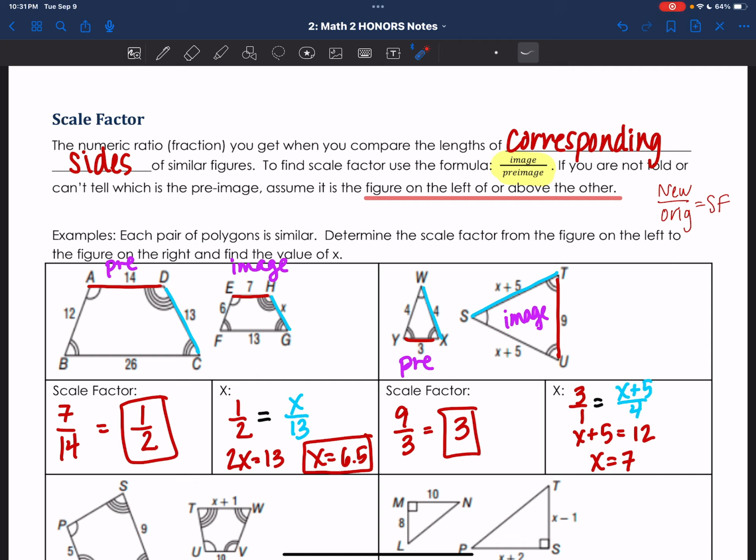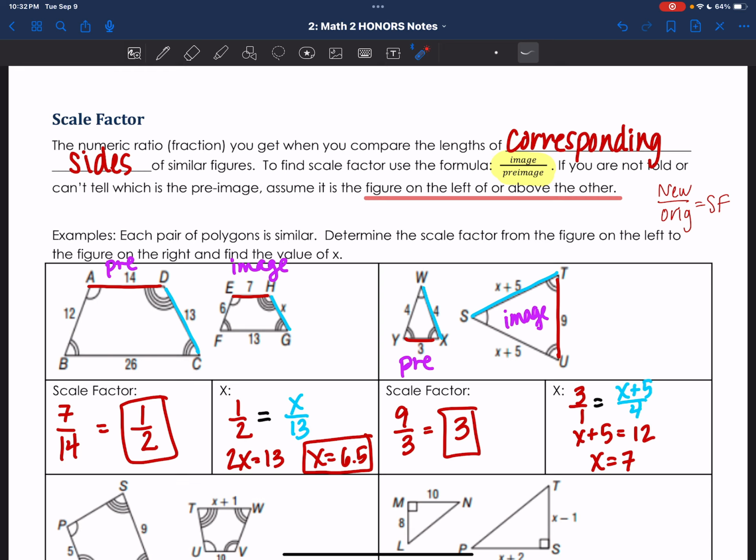All right, so let's look. So EH to the pre-image here. EH is 7, and that goes with 14, and you get 1/2. So we know that if this is similar, all the sides should be multiplied by 1/2. So in this case, it's going to shrink, or it's going to be a reduction by 1/2.